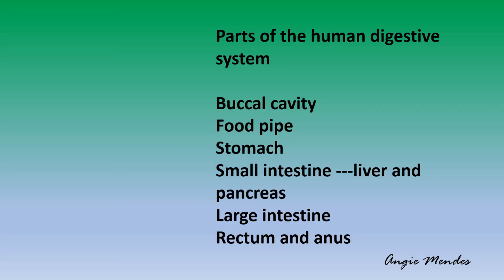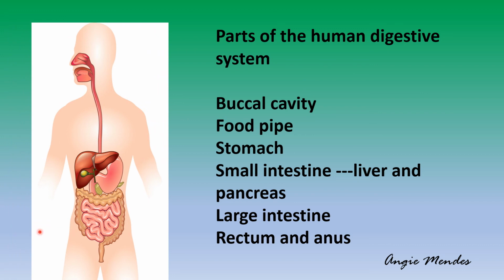Let us quickly summarize what we have learned. The parts of the human digestive system. We have the buccal cavity, the food pipe, the stomach, the small intestine, liver and pancreas, the large intestine, the rectum and the anus.